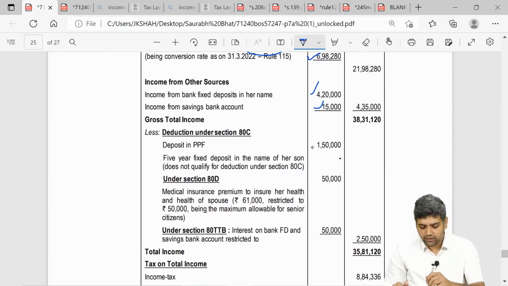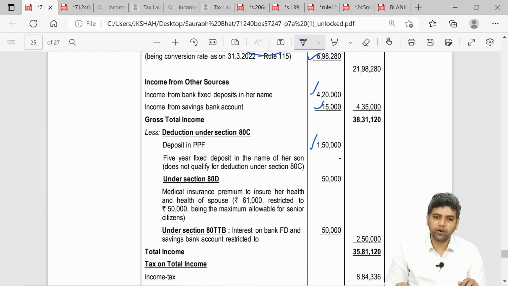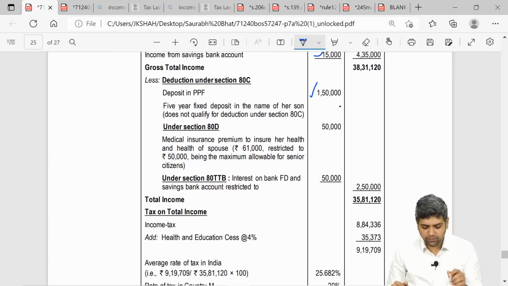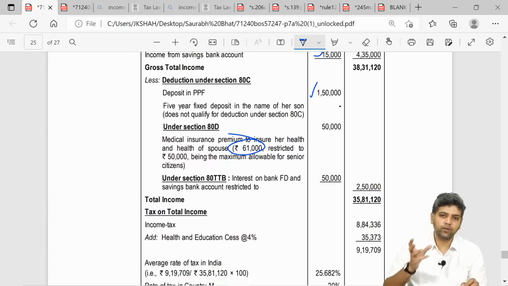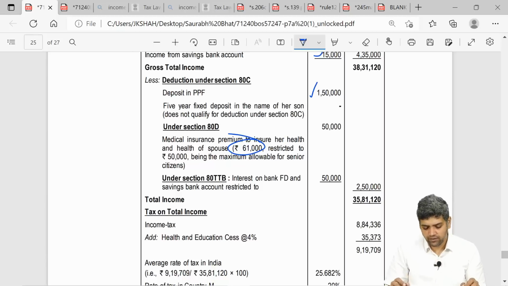As far as deposit in PPF is concerned, 1.5 lakhs is eligible under 80C. Deposit in the name of son doesn't qualify for 80C, but it doesn't matter because as far as Rajni is concerned, she has exhausted 1,50,000 in PPF itself. 80D medical insurance premium for self and spouse is 61,000, but it would be restricted to 25,000 in case of a normal person, but here both are senior citizens, so it would be 50,000.